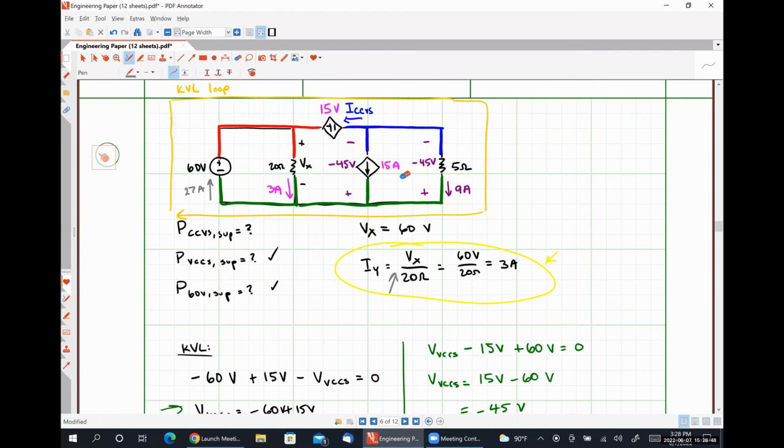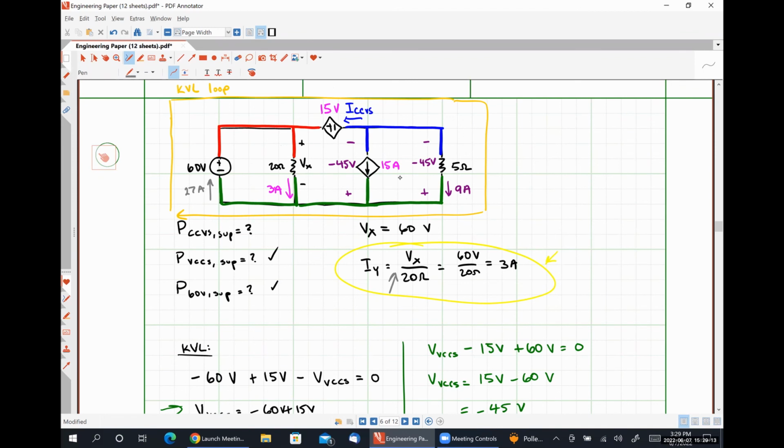So the only unknown quantity we have left is this current, ICCVS. We actually have 2 different ways that we can solve for it. Well, actually, I take that back. We have one way that we can solve for it, which is Kirchhoff's current law, but we have 2 different nodes that we could apply Kirchhoff's current law at in order to get the result.